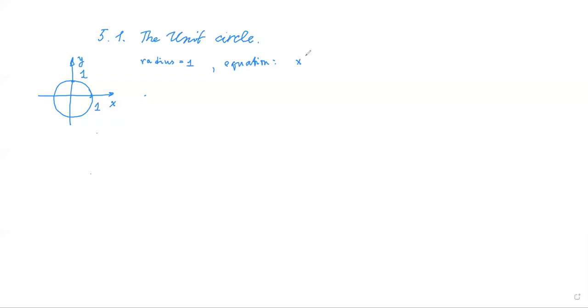Well, you remember the equation of a circle centered at the origin is x squared plus y squared equals radius squared. In our case, because the radius is equal to 1, 1 squared is 1. So our equation is x squared plus y squared equals 1. Now, let's check if a certain point sits on the unit circle. For example, let's check if point P with coordinates (1, 0) is on the unit circle.